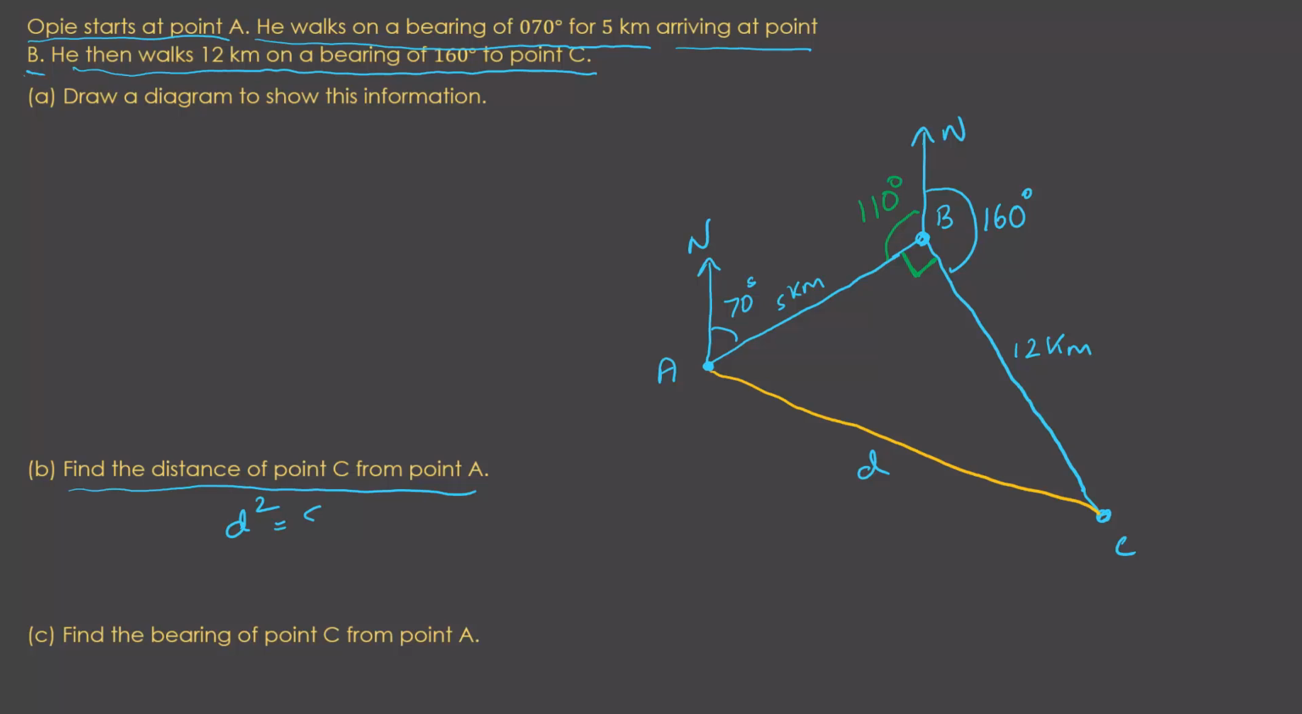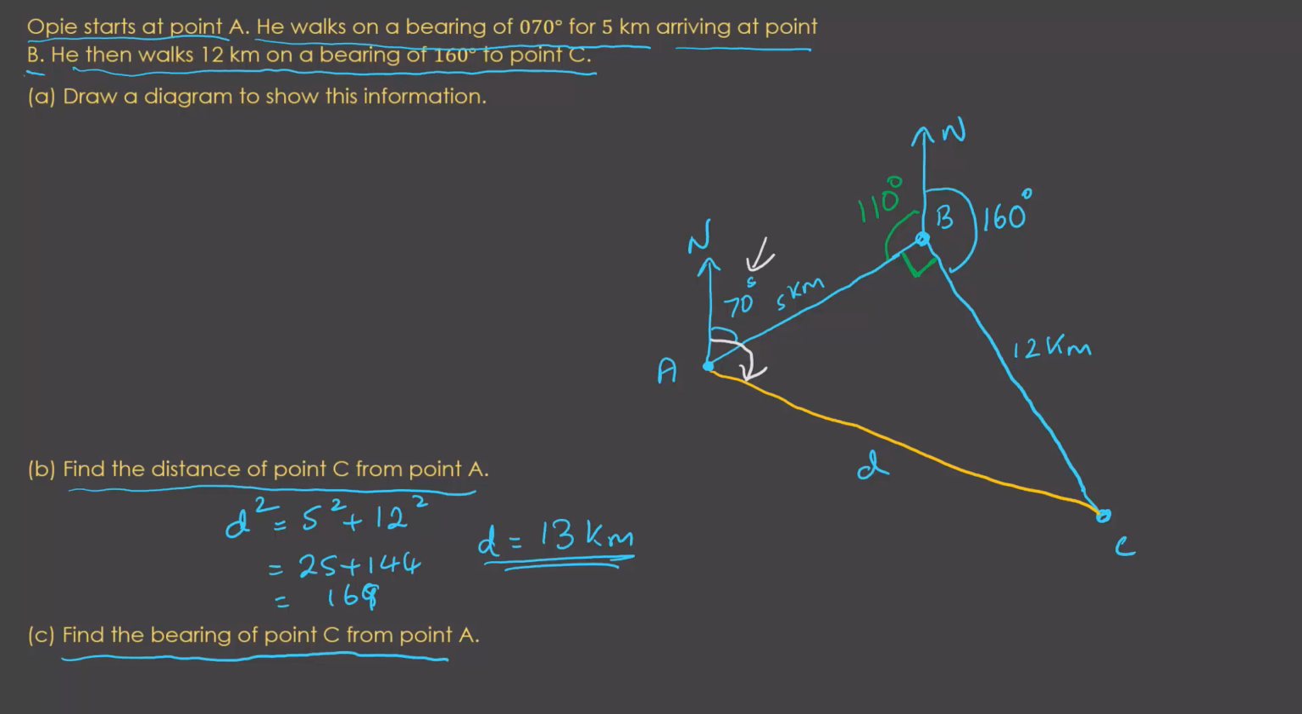D squared would be 5 squared plus 12 squared, which is 25, add 144, which is 169, which means that D is the square root of 169, which is 13. So we know that D is 13 kilometers. We then want to find the bearing of point C from point A. That means that the angle that we want is this angle here.